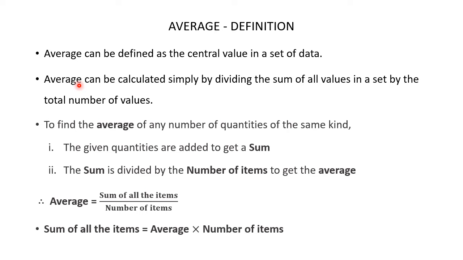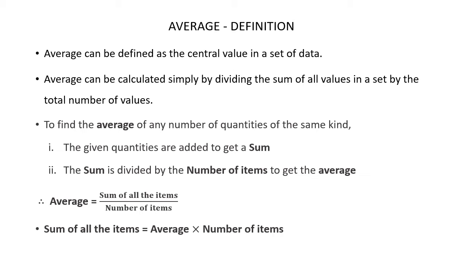Average can be calculated simply by dividing the sum of all values in a set by the total number of values. So to find the average of any number of quantities of the same kind, the given quantities are added to get a sum. The sum is divided by the number of items to get the average. So average is equal to sum of items divided by number of items.